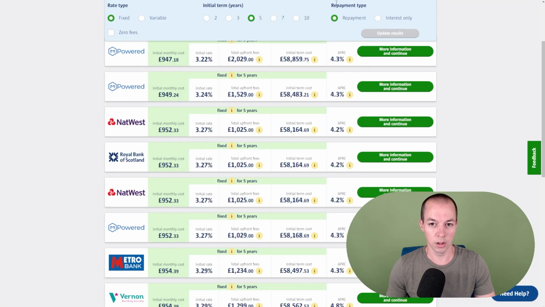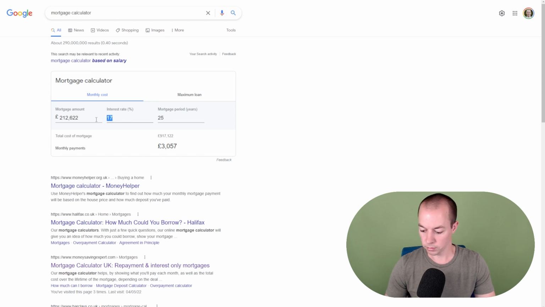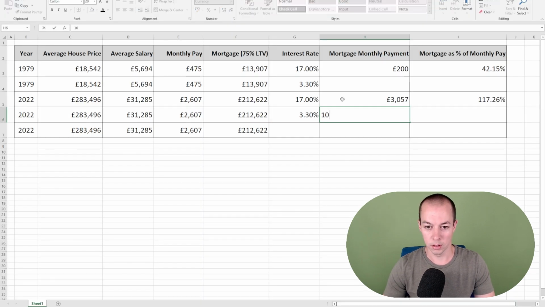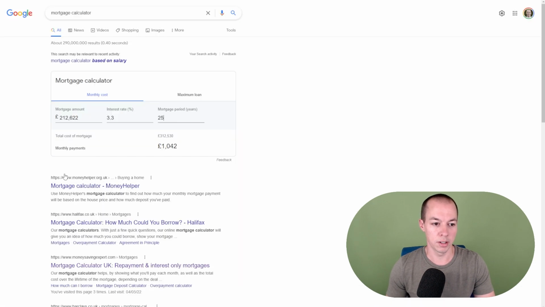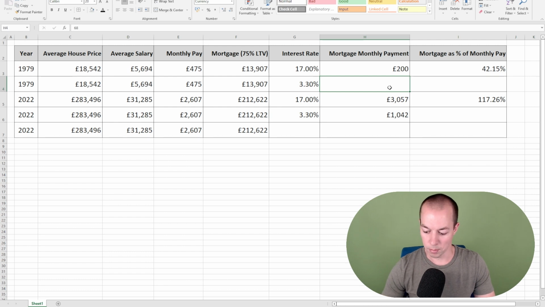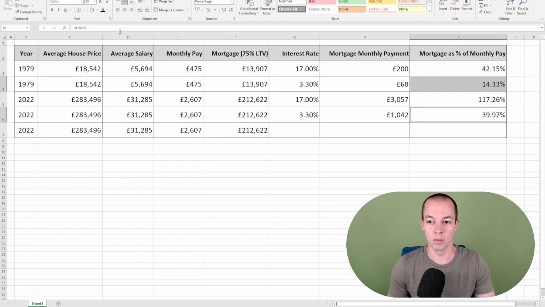So I'm just going to change the interest rate first to 3.3%. That gives us a monthly payment of £1,042. So we'll pop that in. And if we go back and put in the 13,907 again, that is £68. So let's put £68 there. And then if we do the comparison again on the percentage of your monthly pay, back then it would only cost you 14% of your monthly pay. At the moment, it's still the best part of 40%.